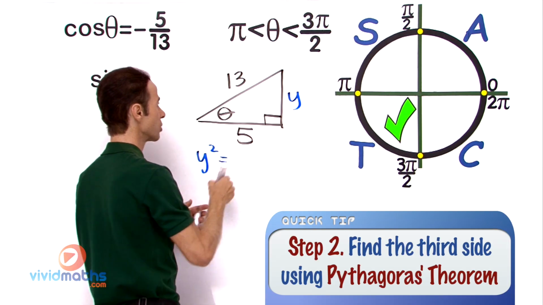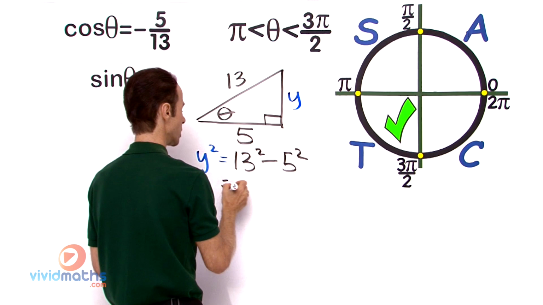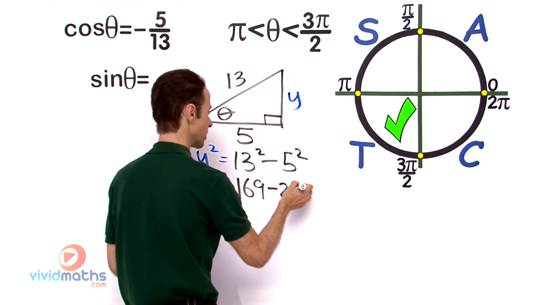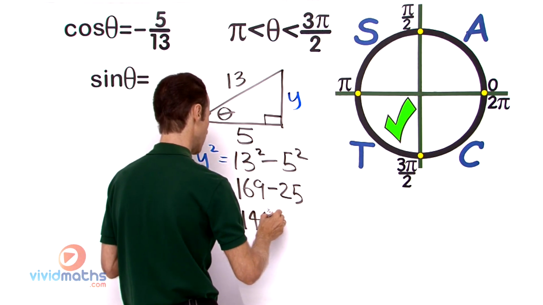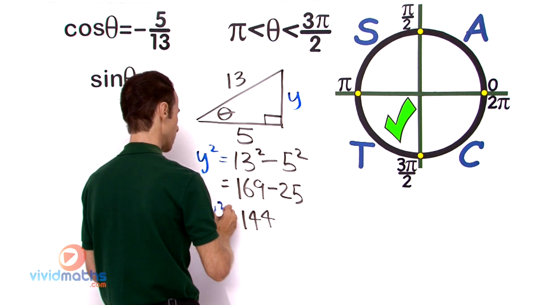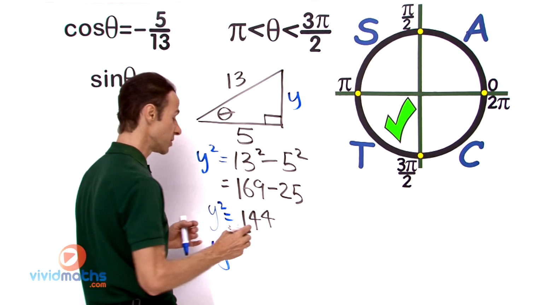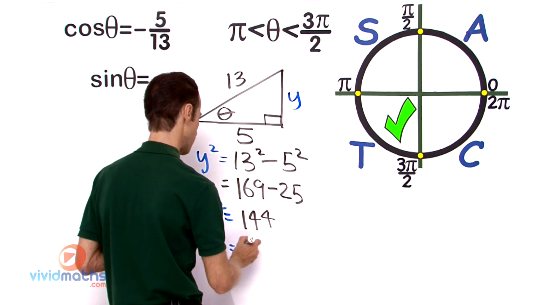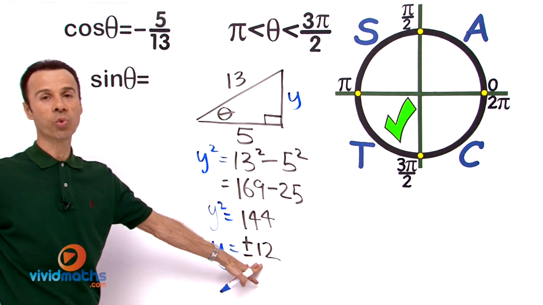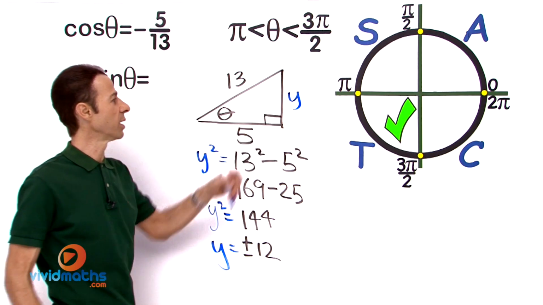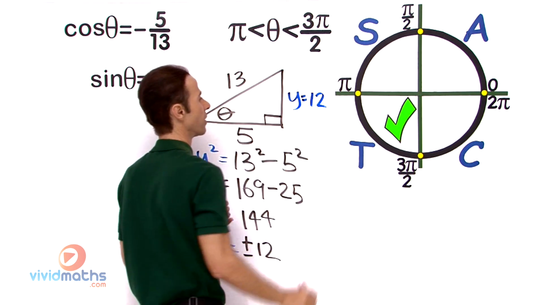So let's use Pythagoras' theorem. y squared equals, what does it equal? Well, it's 13 squared take away 5 squared, which is 169 take away 25. 169 take away 25 is 144. So that's what y squared equals. Let's square root both sides. So y equals the square root of 144, which is plus or minus 12. Many of you already knew that. So let's put that missing one here. y equals 12. There we go.